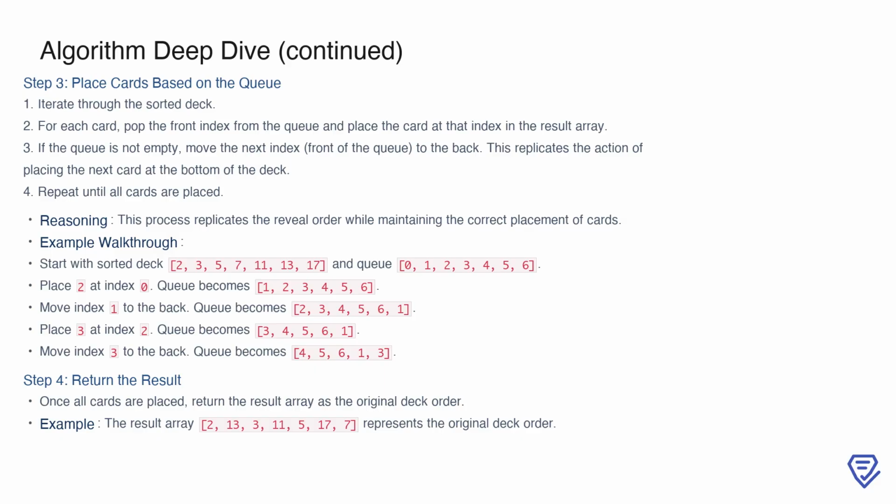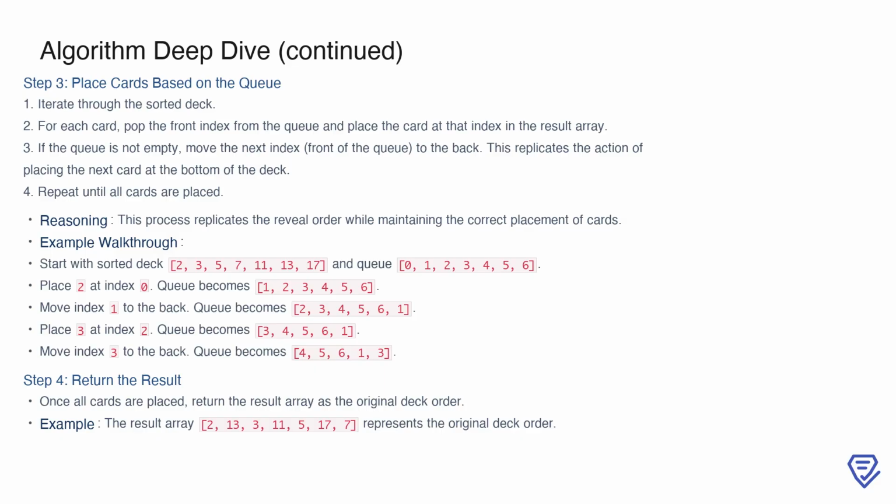Let's go through an example. Starting with the sorted deck 2, 3, 5, 7, 11, 13, 17, and the queue 0, 1, 2, 3, 4, 5, 6, we place 2 at index 0, and the queue becomes 1, 2, 3, 4, 5, 6. Then, we move index 1 to the back, resulting in 2, 3, 4, 5, 6, 1. Next, we place 3 at index 2. The queue is now 3, 4, 5, 6, 1.